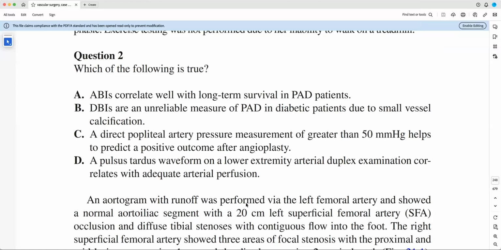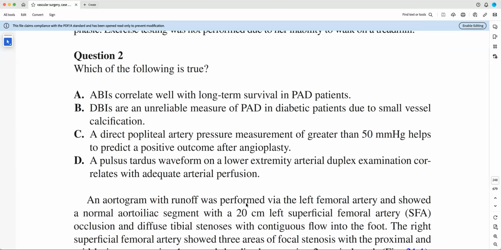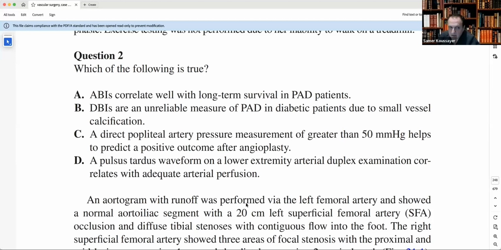Yes, Dr. Samer. So you go to D, pulsus tardus waveform on the lower extremity arterial duplex examination correlates with adequate arterial perfusion. Okay. Of course, they're going to ask what is pulsus tardus. Guys, you may get this question in the exam. Pulsus tardus means abnormal waveforms indicating diseased vessels. Correct, 100% correct. Pulsus tardus means you have a proximal obstruction or severe stenosis because of the low flow. So that means you have diminished perfusion, not adequate perfusion. So this is wrong.